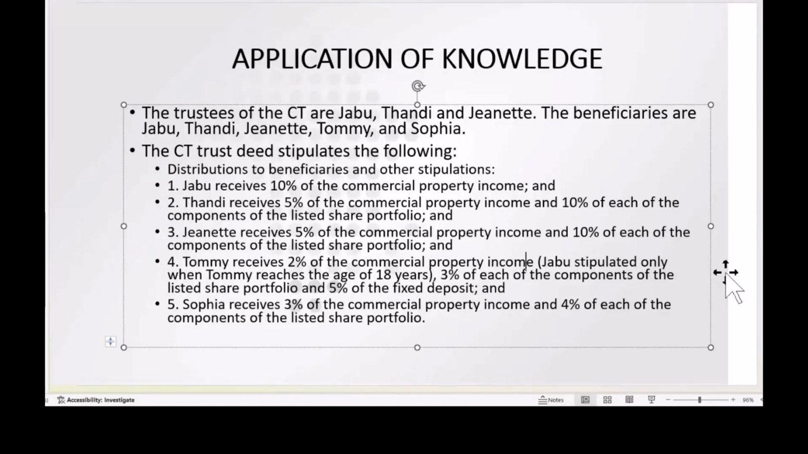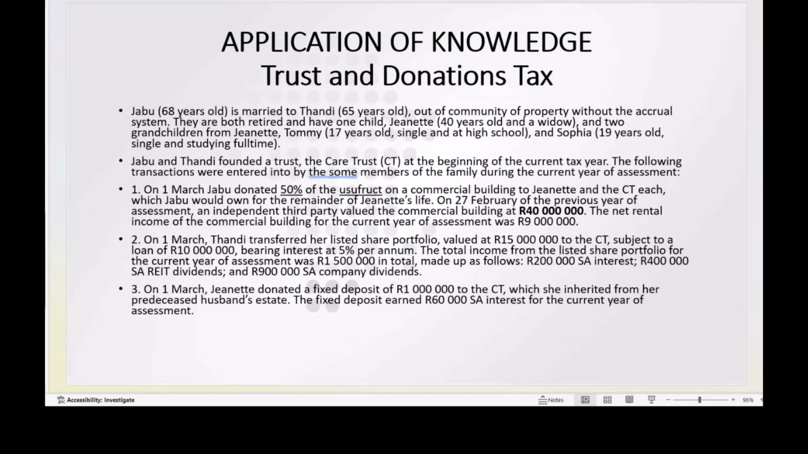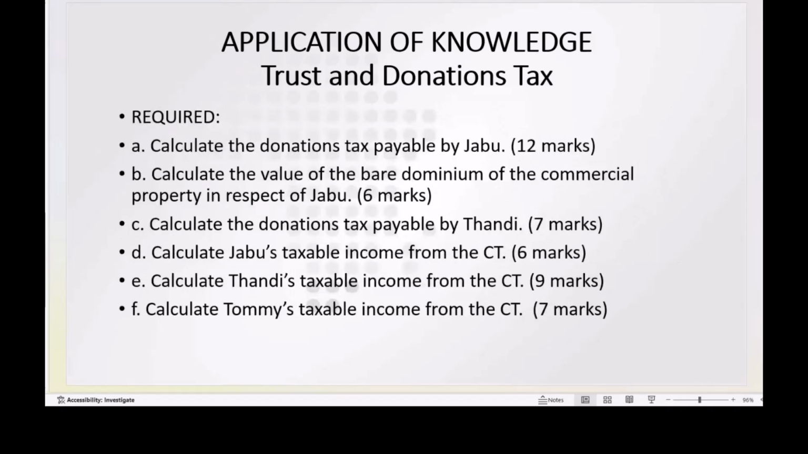I wanted to say the donation tax won't be affected in the current year of assessment because Tommy will only get the benefits of the 2% only when he reaches 18. And he's not yet 18 in the year of assessment. Okay, I hear what you're talking about. But now the donation was not made to Tommy. The donation was made to the trust. And now we are trying to determine the taxable income that Jabu needs to be taxed on from the trust.